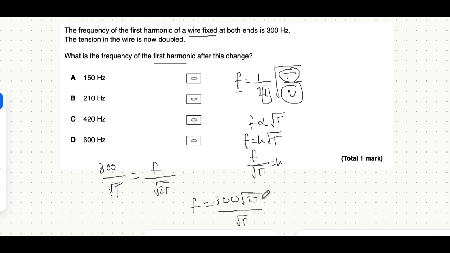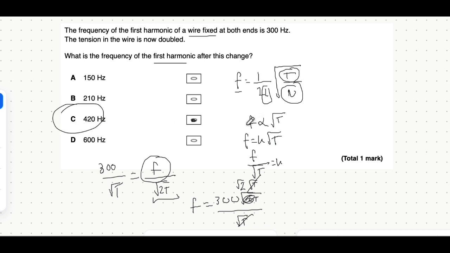To help us simplify this, we know that the square root of AB can be split up into the square root of A multiplied by the square root of B. For example, root 3 times root 7 is root 21. In that same way, we can split up root 2t, so it's now root 2 multiplied by root t. And what that allows us to do is cancel out the square root of the tensions, meaning that the frequency after the tension is doubled is 300 multiplied by root 2. In this case, that will be equal to 420, and that's the answer to the final question.